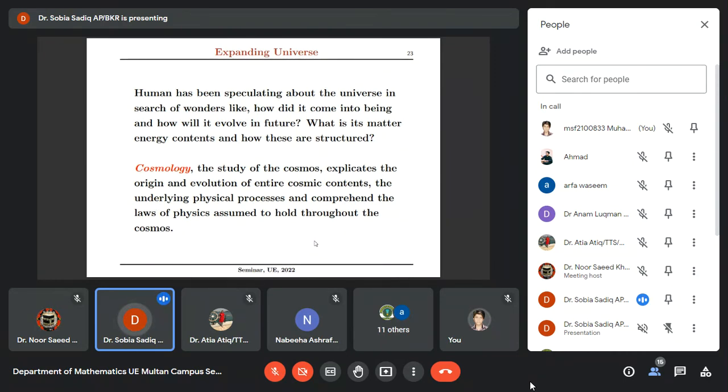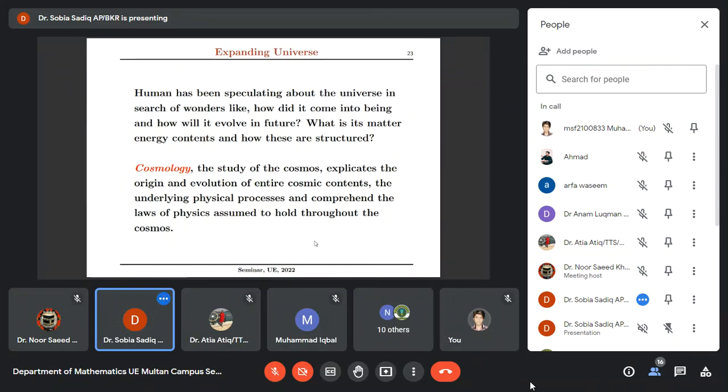So as a whole, the human mind has always been speculating about the universe: how it came into being, how it will evolve in future, and what its matter contents are. The answer to these questions is given by cosmology, which is basically the study of the universe. It explains the origin, evolution of the universe and all the physical processes that occur in our universe.